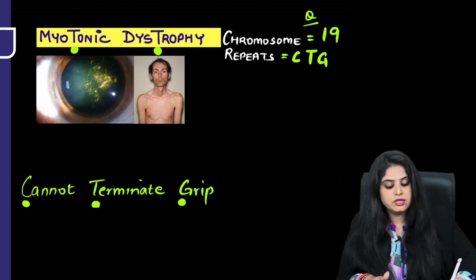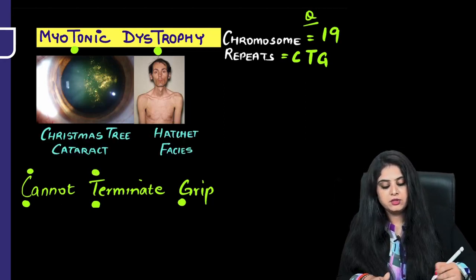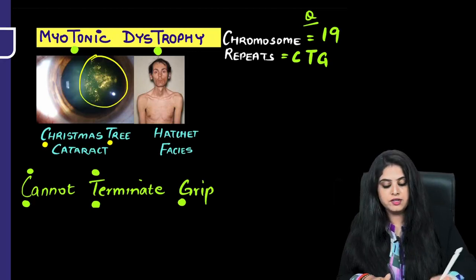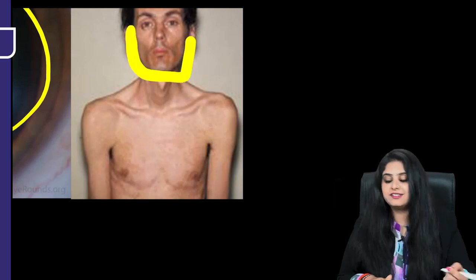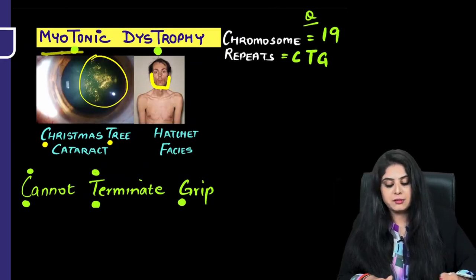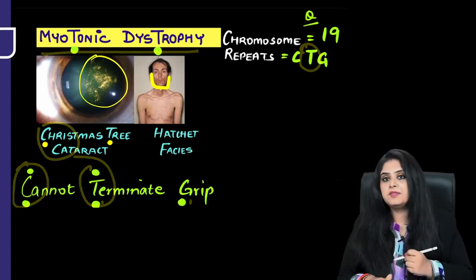CTG also means what? C and T, Christmas tree cataract, and that is what you see above. You can very well see there is a Christmas tree cataract over here. And look at the faces. This shows you a very sharp jawline. Everyone wants this, but not to that extent. This is known as the hatchet face that these patients have. So that is myotonic dystrophy: CTG, cannot terminate grip, and Christmas tree cataract.